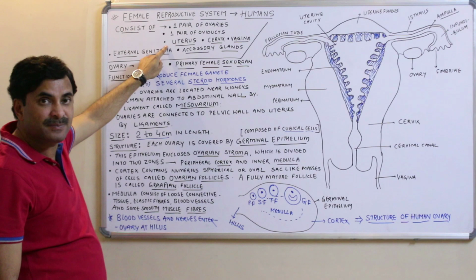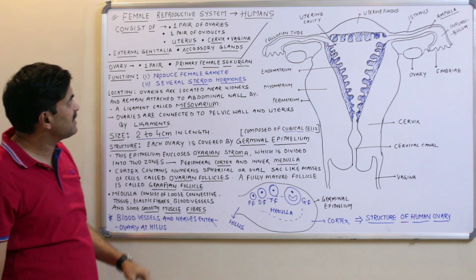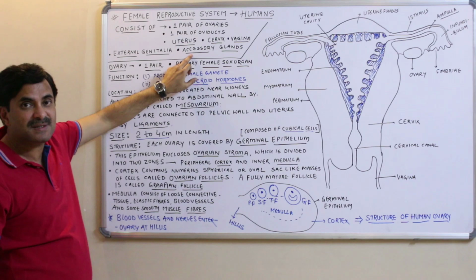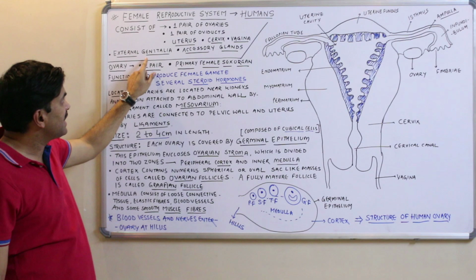cervix, and vagina. This is the uterus, the cervix region with the cervical canal, and the vagina. Not only this, there are certain external genital organs also, which we will be discussing later, and the accessory glands such as the mammary glands. Once again, the female reproductive system consists of one pair of ovaries, one pair of oviducts, a uterus, cervix, vagina, external genitalia, and the accessory glands.